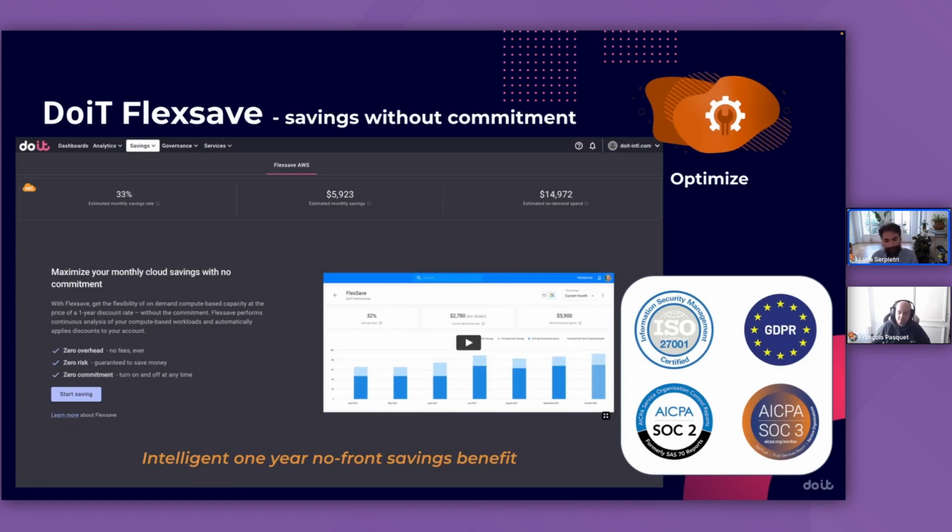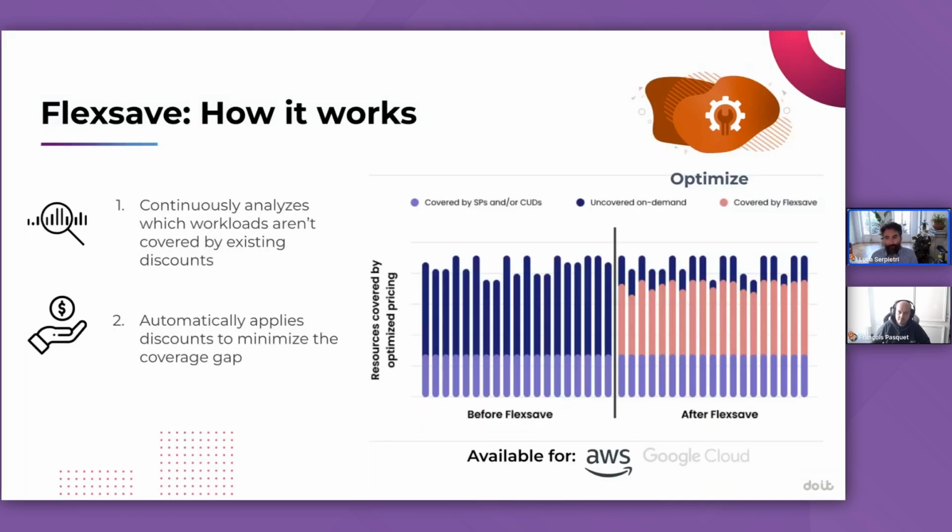You get these benefits straight away just by consolidating to DoiT, and it is one of the promises we have in terms of being very simple to manage. We have all the key compliance certifications. Of course, we are SOC 2, SOC 3 compliant, ISO 27001, and of course, GDPR compliant.